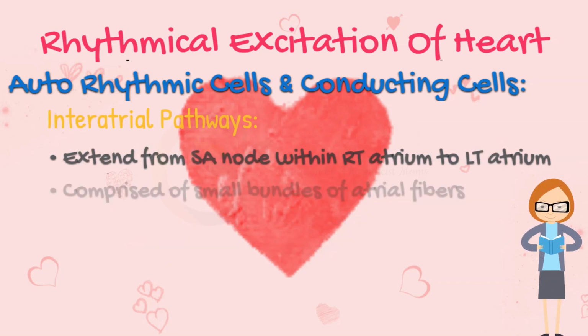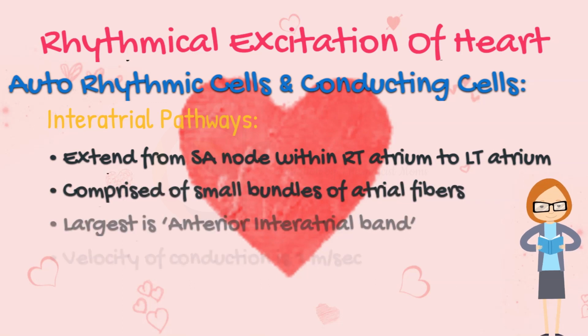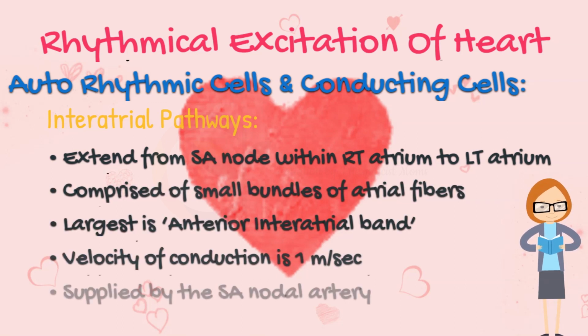Next are the interatrial pathways. They extend from the SA node within the right atrium to the left atrium. They are comprised of small bundles of atrial fibers. The largest is the anterior interatrial band. Velocity of conduction is 1 meter per second. It is supplied by the SA nodal artery.